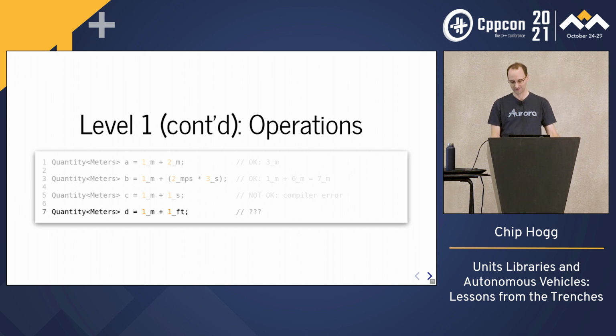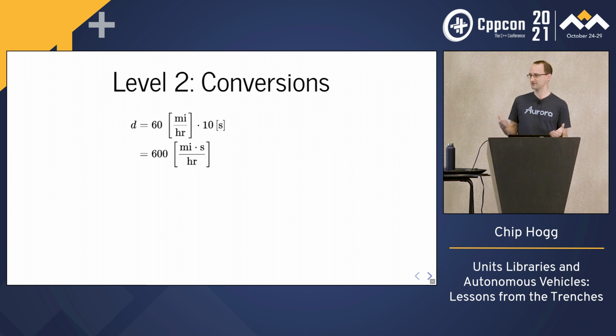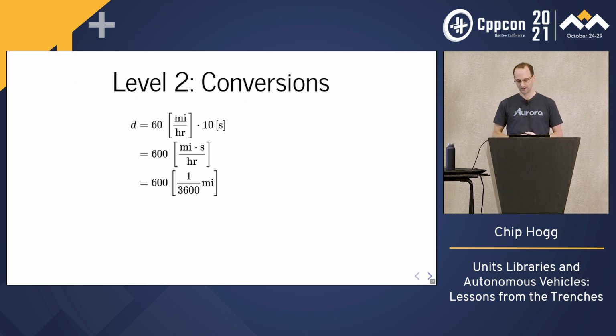This is going to take us to the next level of the units library, which is conversions. Let's take this practical example. If you're driving at 60 miles per hour for 10 seconds, how far do you go? Well, the value is 600, 60 times 10, and the unit is miles-seconds per hour, which sounds weird, but really it's just 1/3600th of a mile. Okay, cool. Now try assigning it to a quantity of meters.